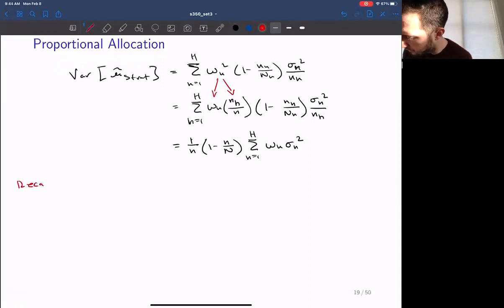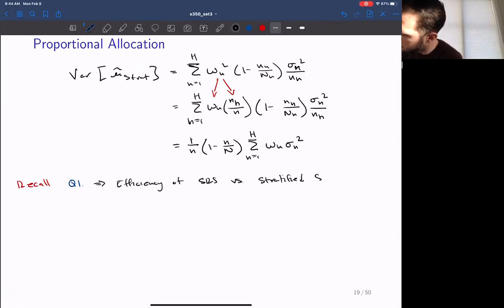Okay, so let's recall question 1. Efficiency of SRS versus stratified sampling. This is Q1 from slide 17, I believe. The idea here: when will stratified sampling be more efficient than SRS, or vice versa? When will SRS be more efficient than stratified sampling?